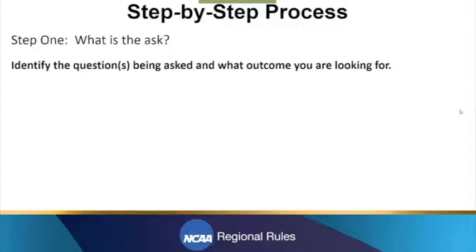So we have here a 12-step process, and by no means is this all-inclusive, but we're trying to hit on the main points on how to build an appropriate and complete waiver. So we'll look at step one, and some of these are very similar to how to write an interpretation, at least in the analysis piece. So in step one, it's what is the ask?